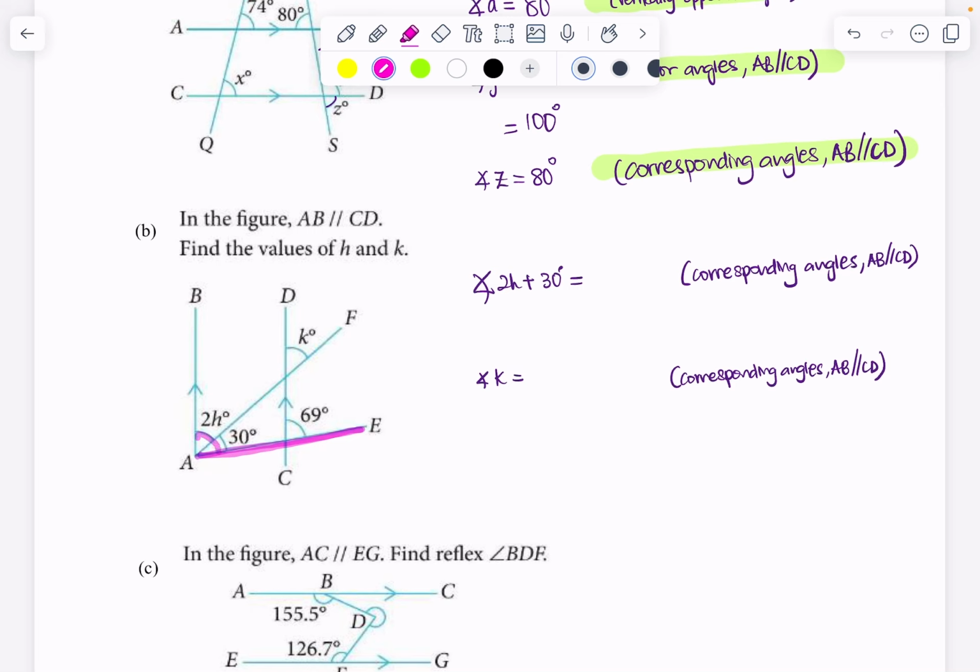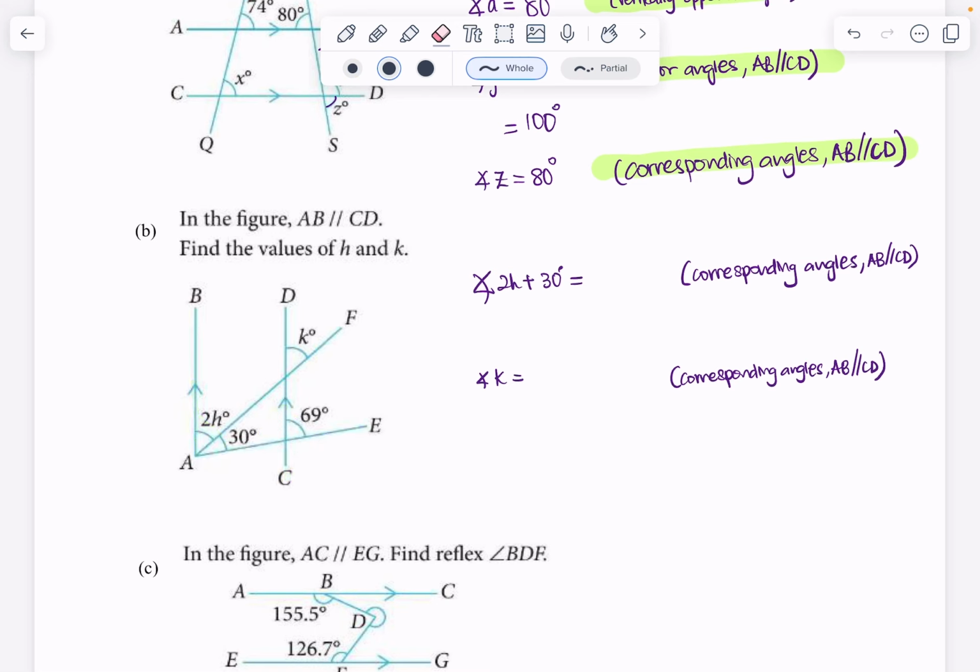For example, corresponding angles. These two angles must be equal. Next, alternate angles. If I use the alternate angle property, this angle and this angle will be equal. You'll be able to see that there's a Z we can form, so these two angles will be equal. Of course, we can also conclude interior angles: this angle and this angle will add up to 180 degrees. So you need to have roughly an idea of which deductions we can make using the parallel lines.